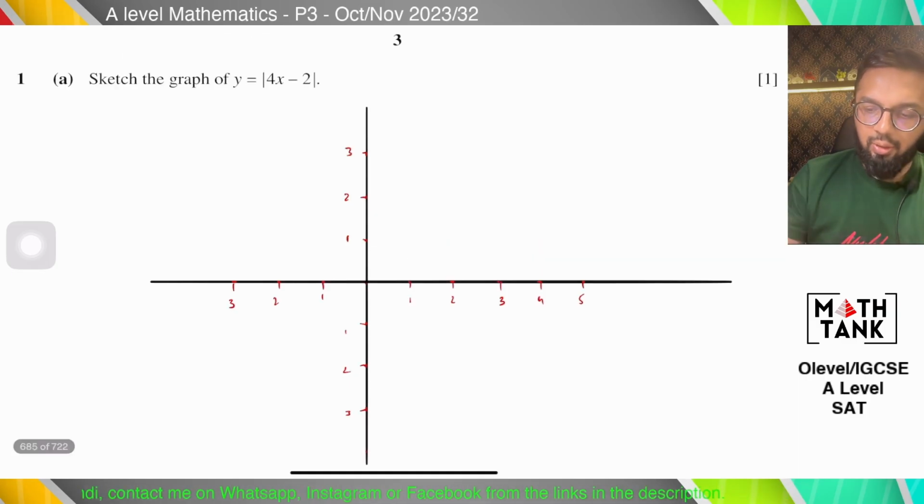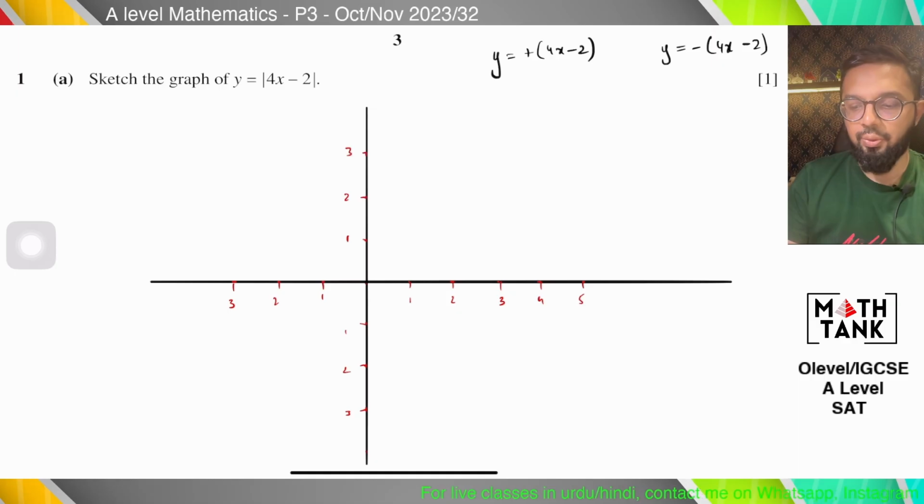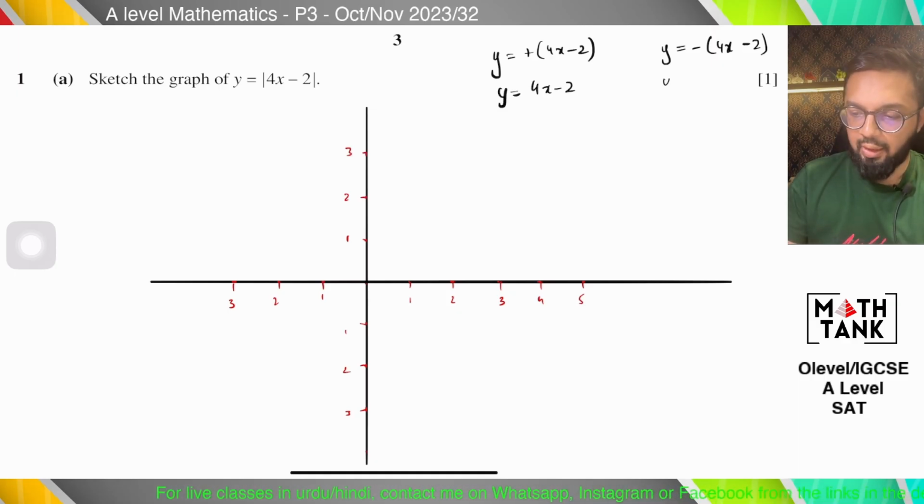Okay, how I draw these graphs is I say that when a modulus opens up, it opens up with a plus and with a minus. So you have two different equations to draw and then you look for a V. Okay, so 4x minus 2 and minus 4x plus 2.